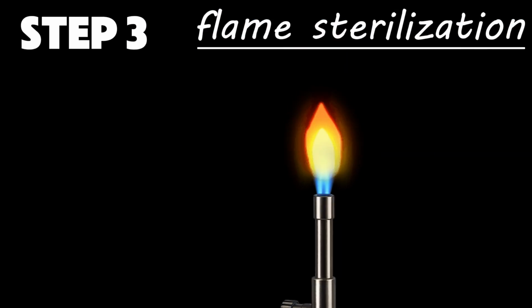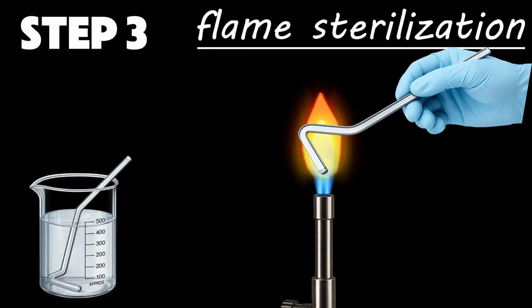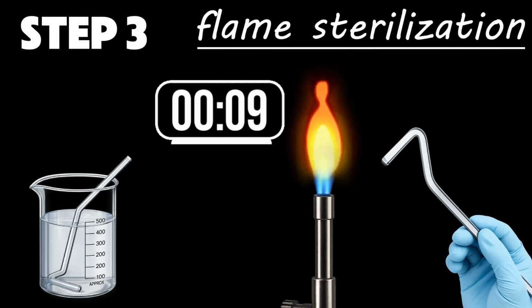Step 3. Flame sterilization. Remove the glass spreader from the alcohol and carefully pass it through the flame of the Bunsen burner. Keep the bent end of the spreader pointed downward while flaming to prevent burning alcohol from flowing toward your hand. Allow the alcohol to burn off completely, then let the spreader cool for about 10 to 15 seconds. Never use a hot spreader directly on the agar surface, as it may kill the microorganisms or damage the agar.